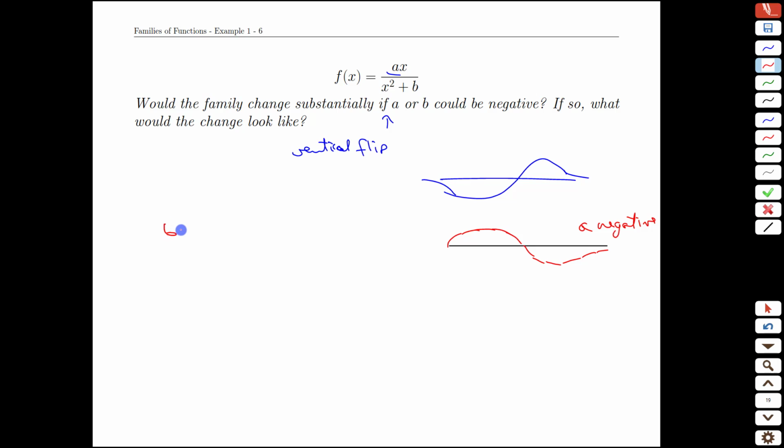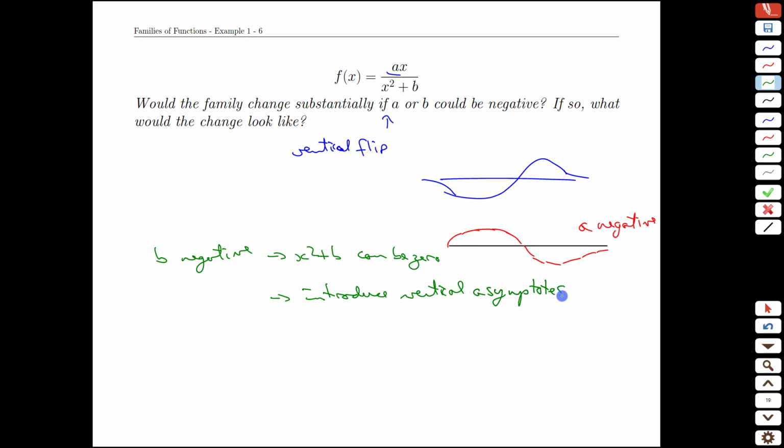If we made b negative, there could be a whole pile of other stuff happening. Why is that an issue? In all of our sign charts earlier, we relied on x squared plus b being positive. If that is possible not to be the case, if we have x squared plus a negative number here, then x squared plus b can be 0, and all of a sudden we're going to introduce vertical asymptotes, certainly discontinuities. Whole other kind of problem there.